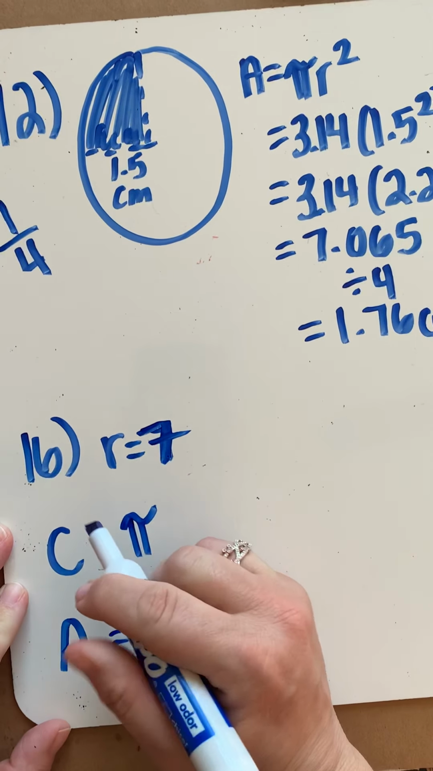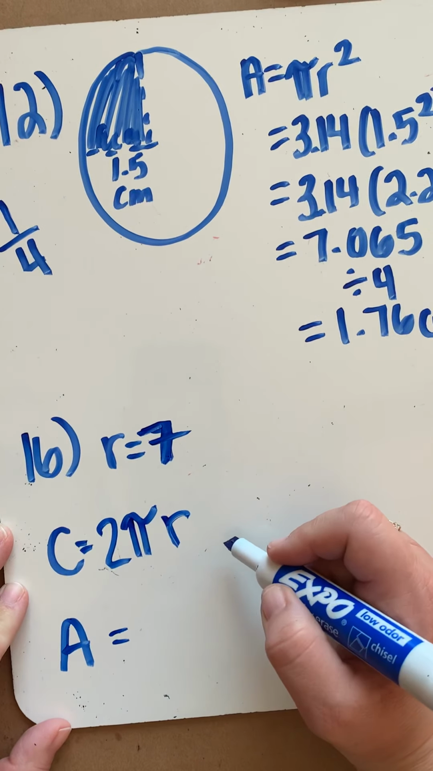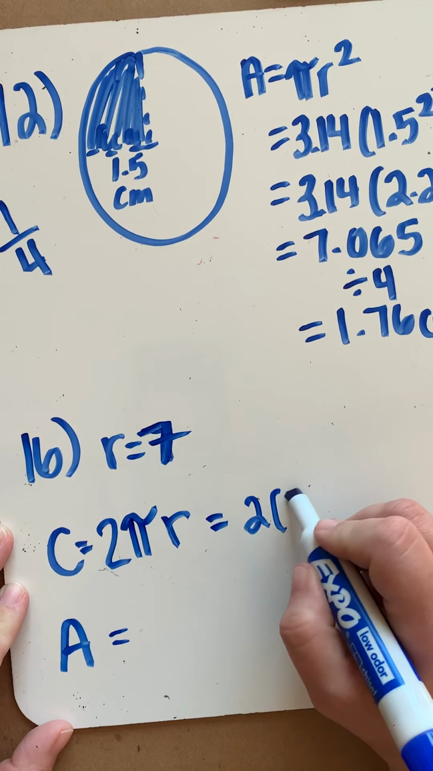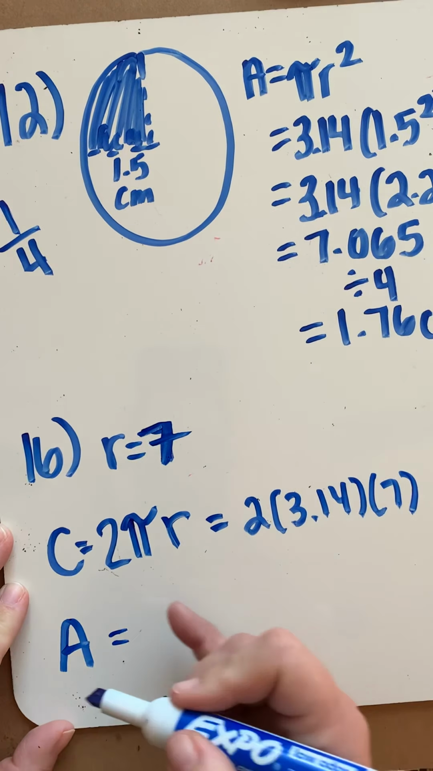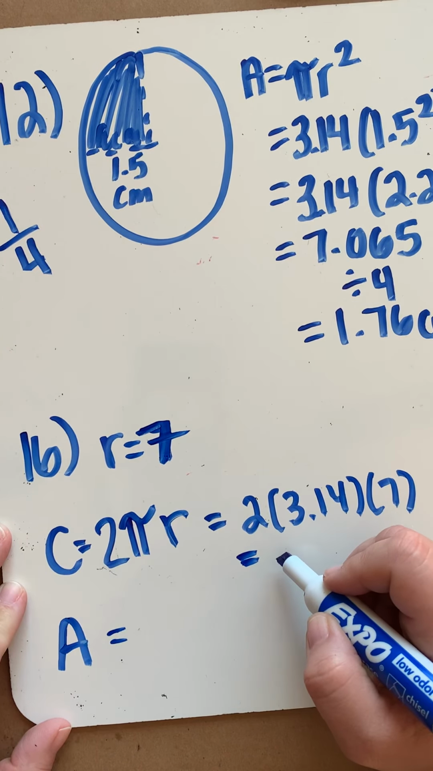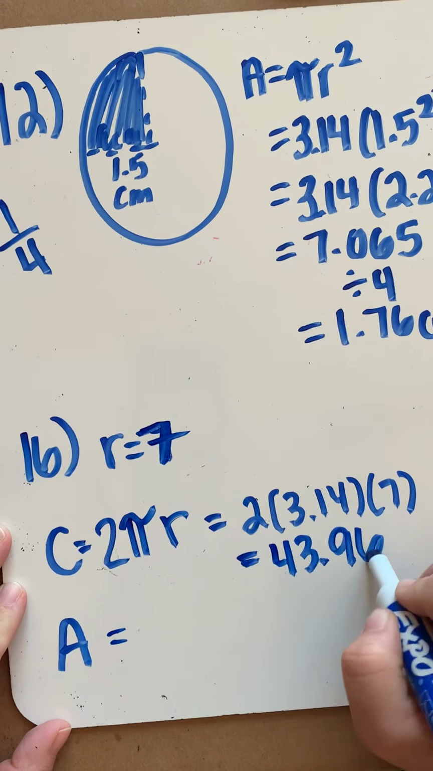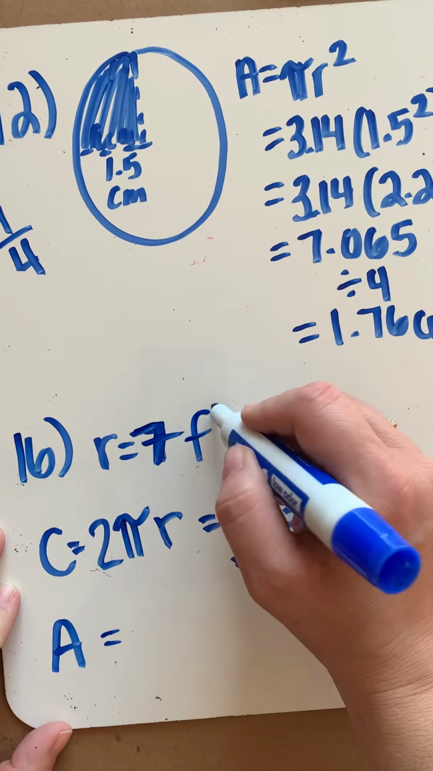Circumference is 2 times pi times radius, which is 2 times 3.14 times 7. Again, plug it into your calculator and you get 43.96. I don't remember if there was a unit, but if there was, let's just call it feet. I don't remember what it was.